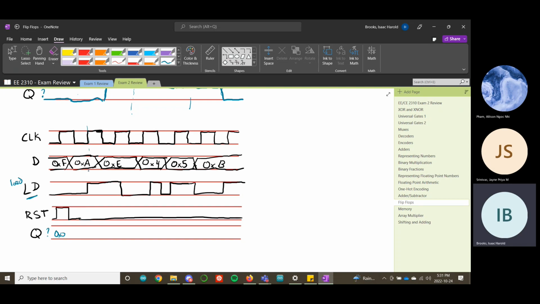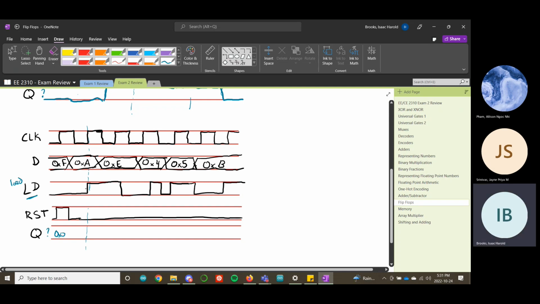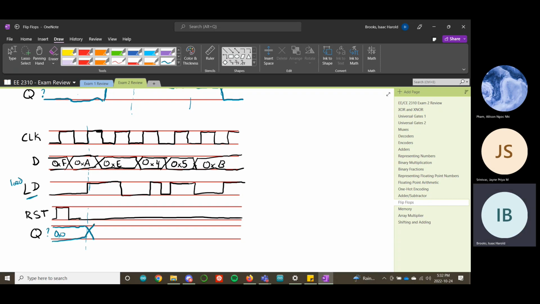And we look at the next rising clock edge. Let's call this load high here. If load is high, then D passes through to Q. So our Q becomes hex A, 0xA. That's what was stored in our D, or it passed through to the load.